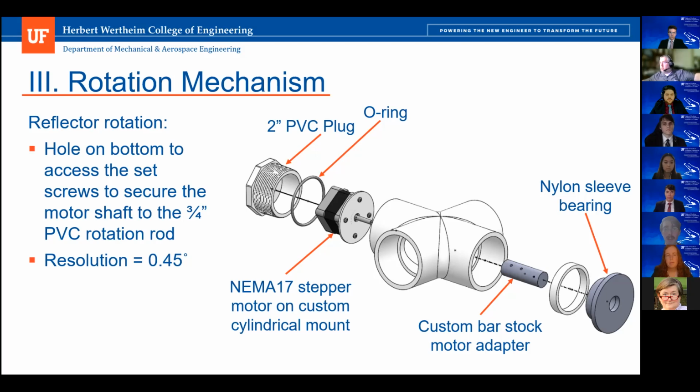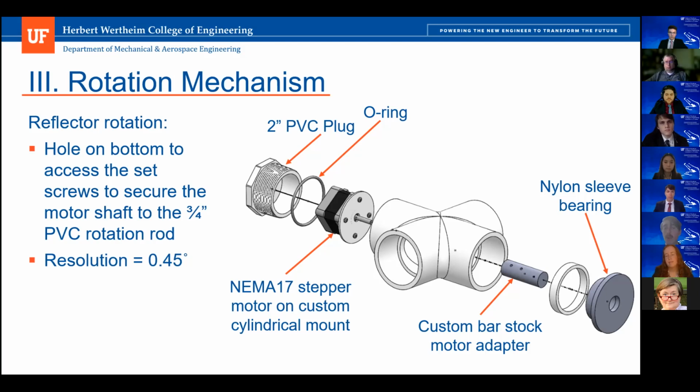The rotation mechanism of the reflection surface is housed within the 4 outer cross connectors of the support frame. As in the azimuthal rotation mechanism, NEMA 17 stepper motors are used for reflector rotation, mounted to custom PMMA cylindrical mounts and adhered within the housing to prevent environmental damage. A custom bar stock motor adapter was used, sized to fit the interior diameter of the 3/4 inch rotation rods and bored to mate with the keyed motor shaft.